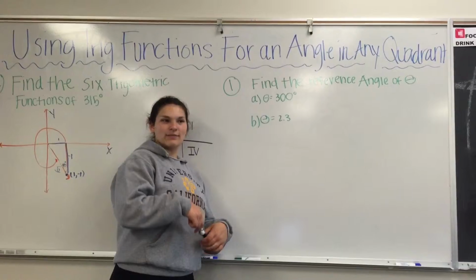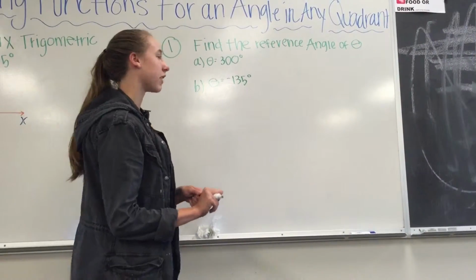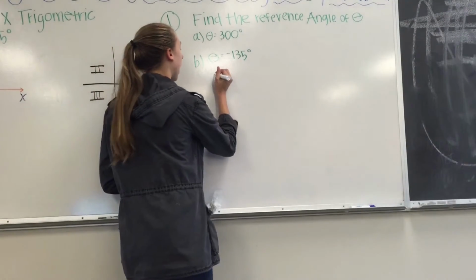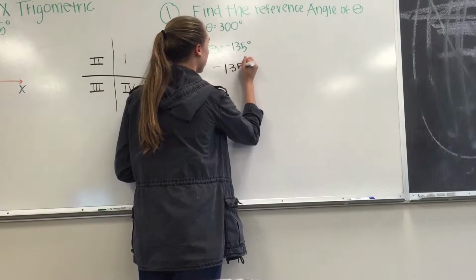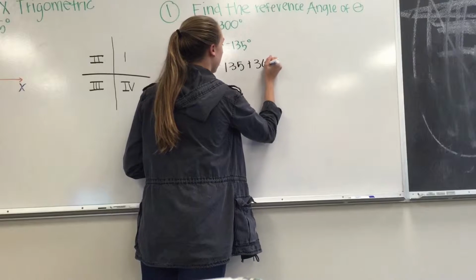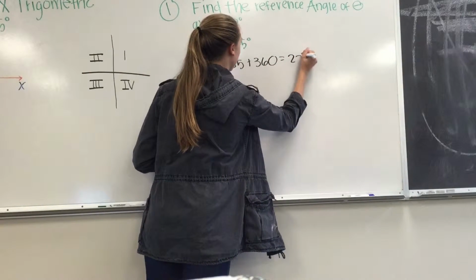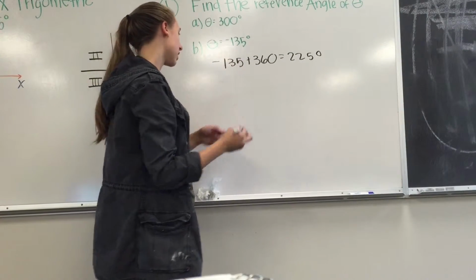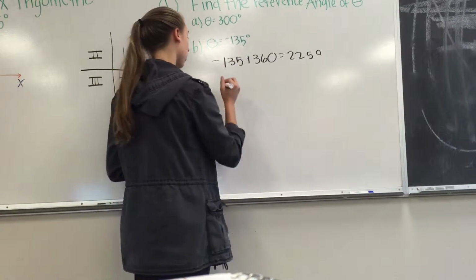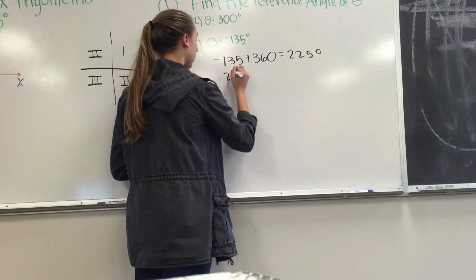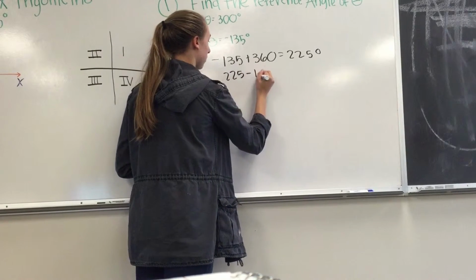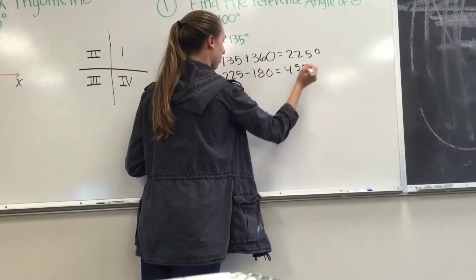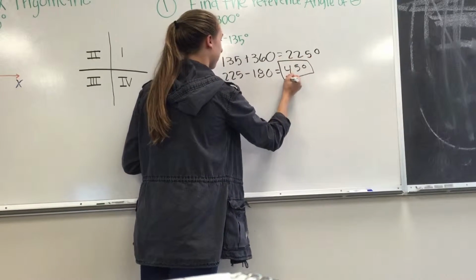Camryn, why don't you come on up here and try part B? The first step is to find the coterminal angle of negative 135. To do this, you add 360 to negative 135 to get 225 degrees. 225 degrees is in quadrant 3. So what you have to do is subtract 180 from 225 to get 45 degrees, which is your reference angle.